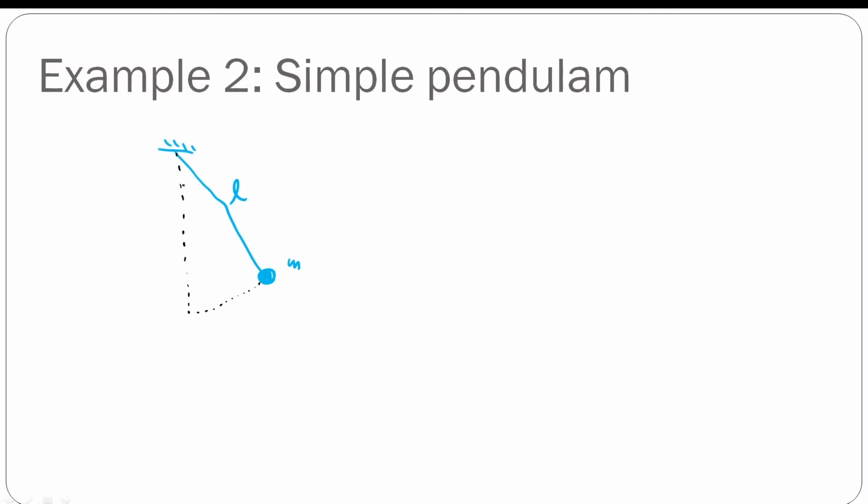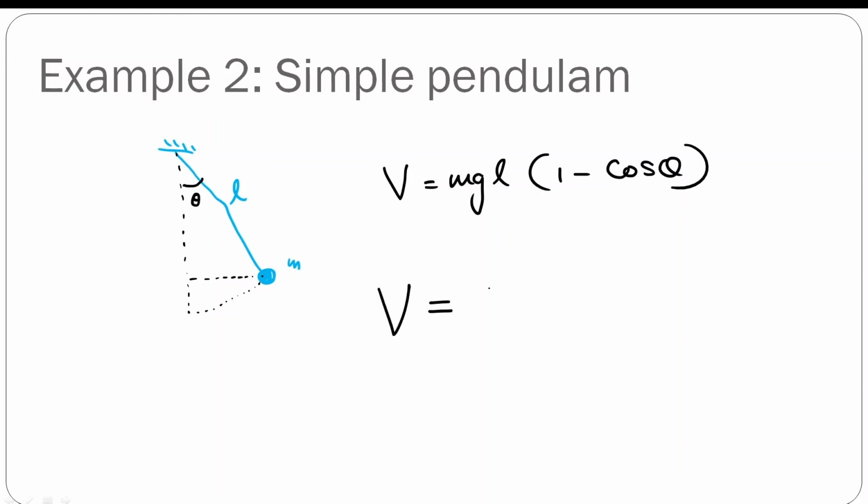For an angular amplitude theta, we know its potential energy is V equal to mgl into 1 minus cos theta. We are familiar with this. 1 minus cos theta we can write as 2 sin square theta by 2. We can write this as 2 mgl sin square theta by 2.